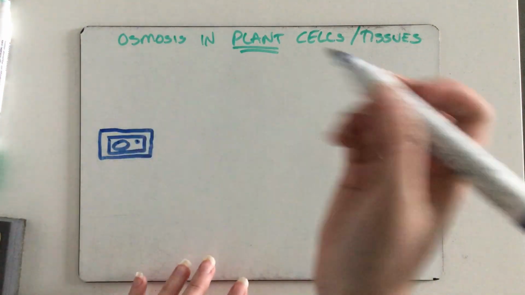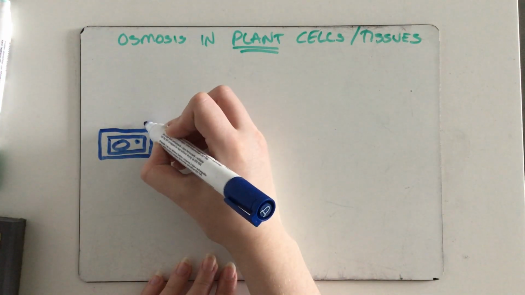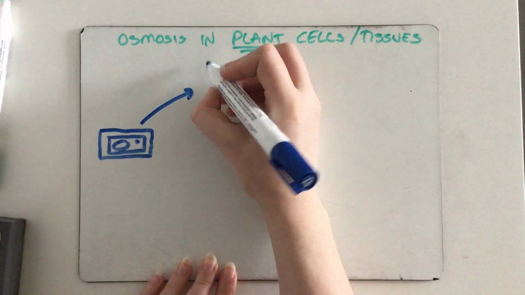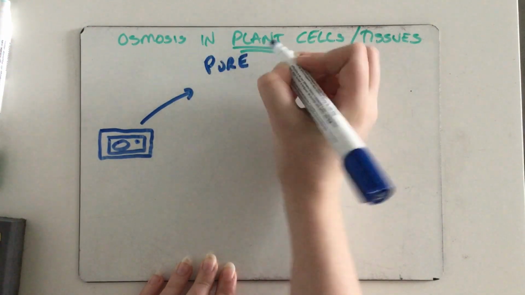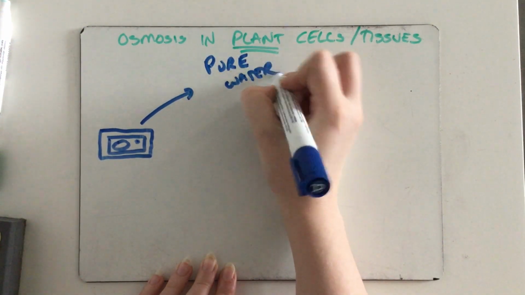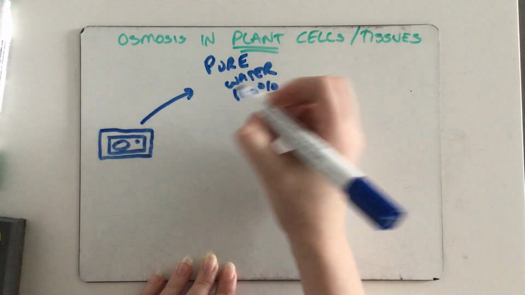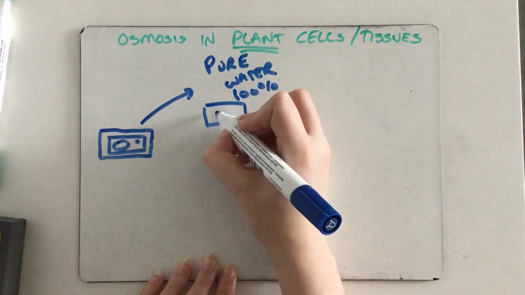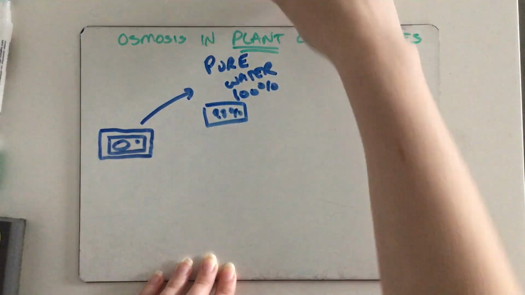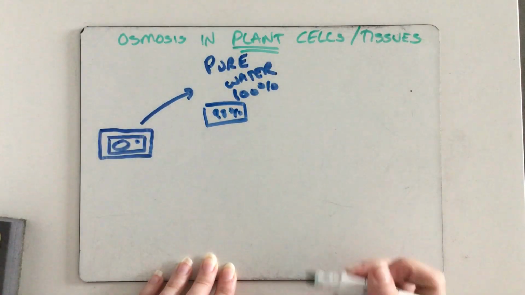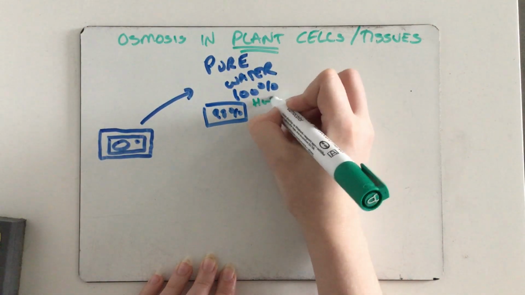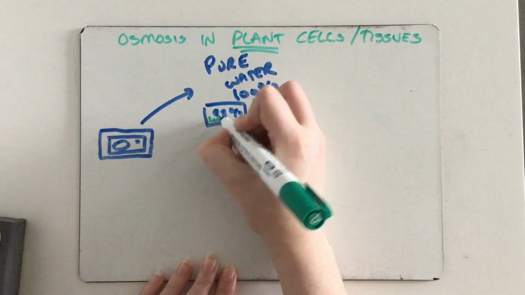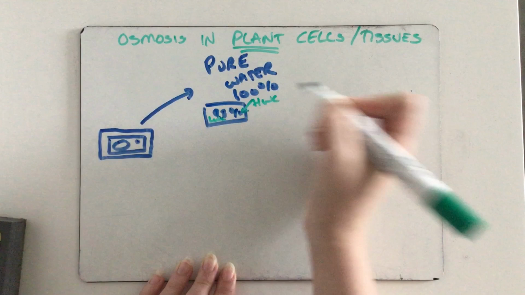Okay, so this time we're going to do the same as we did with the animal cell, but we're going to take the plant cell and place it again in a pure water solution. So remember, pure water, meaning 100%. And then inside our cell, which I'm just going to draw at the moment as a square, remember, that's about 98%. Now again, if we label this for high and low, high water concentration outside, low water concentration inside, so water's going to move in.